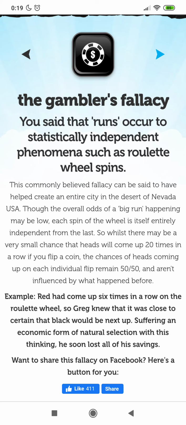Example: red had come up 6 times in a row on the roulette wheel, so Greg knew that it was close to certain that black would be next up, suffering an economic form of natural selection. With this thinking, he soon lost all of his savings.